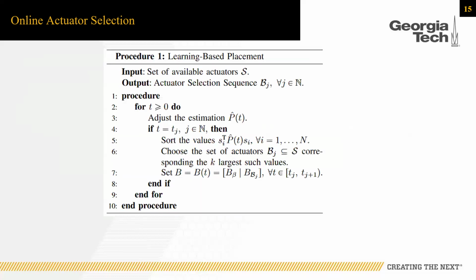So this is the learning algorithm. Again, what we do, we find the p hat, I sort the values, because remember I wanted the k best ones, okay? And then I put them into my B matrix. The bj, j means that because I update every tj, okay?